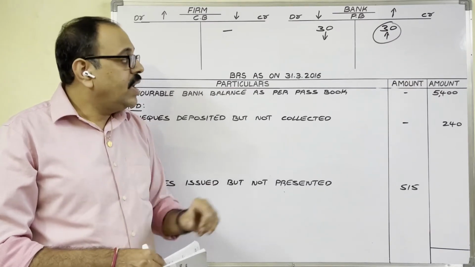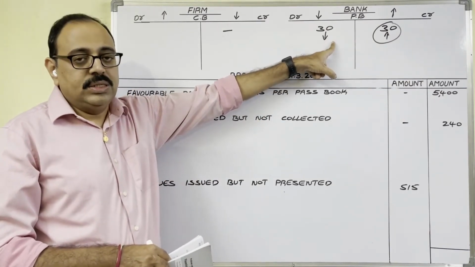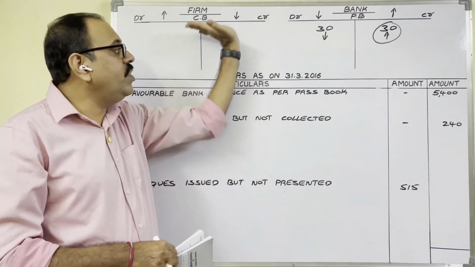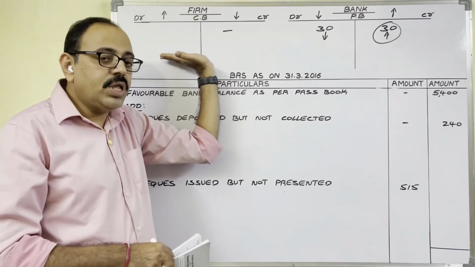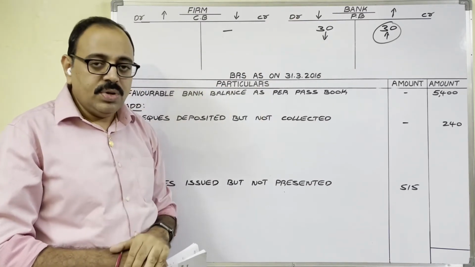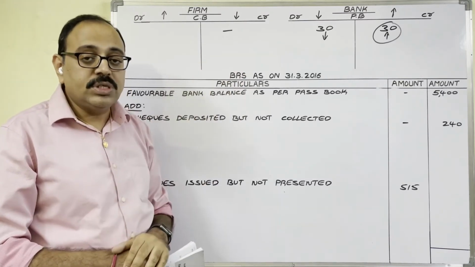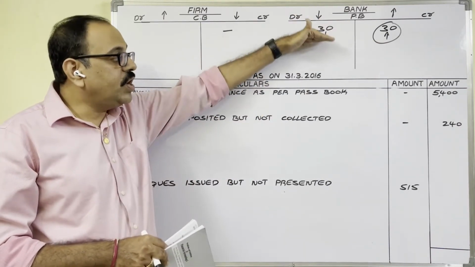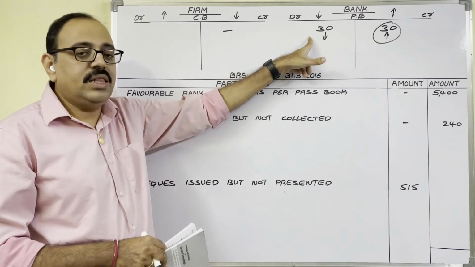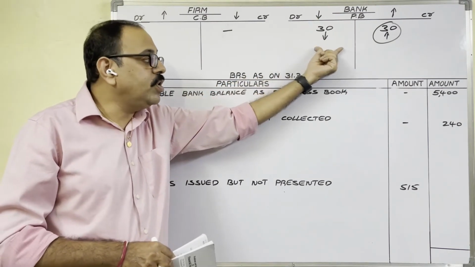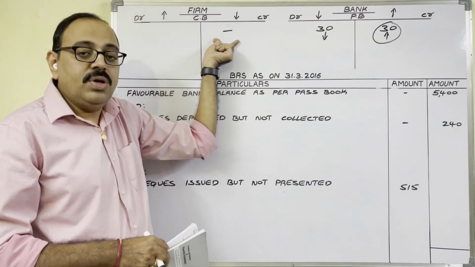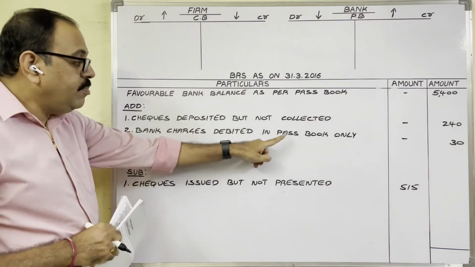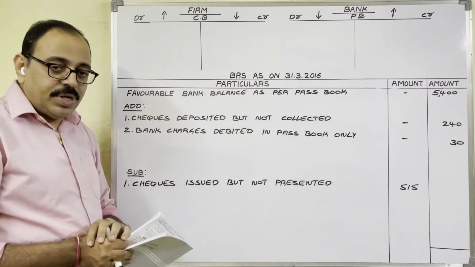So my aim is, I started with the passbook bank balance, I should reach the bank balance as per cash book. Then whatever happened in cash book, according to that only, in passbook also I should change. Then only bank balance as per cash book comes. So in cash book, 30 rupees was not recorded. But unnecessarily we recorded it in passbook. Now if you cancel that, then only we can make passbook bank balance equal to cash book bank balance, no? That is why we are increasing 30 rupees there. Second point, bank charges debited in passbook only, in outer column, 30 rupees.